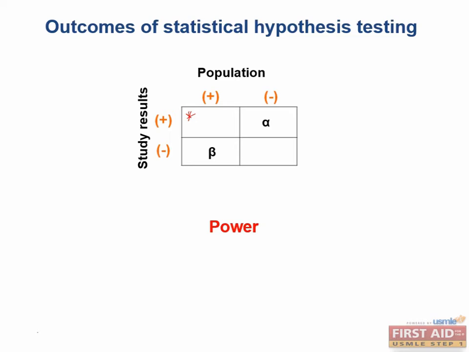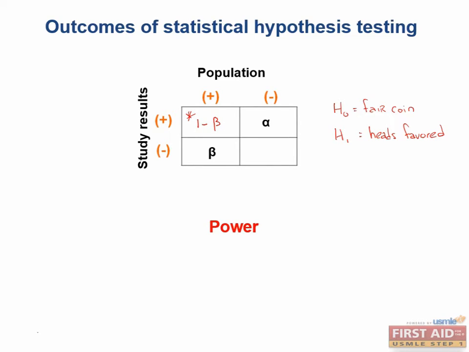The mathematical definition of power is 1 minus beta, which means that power can also be thought of as the probability of not making a type 2 error. For example, let's say you're flipping a coin. The null hypothesis is that it's a fair coin, with equal probability of coming up heads or tails, and the alternative hypothesis is that heads is favored.